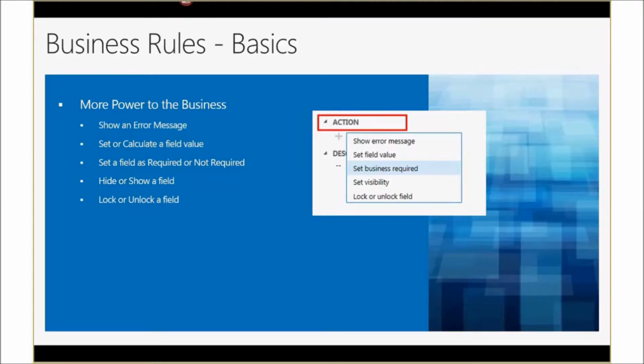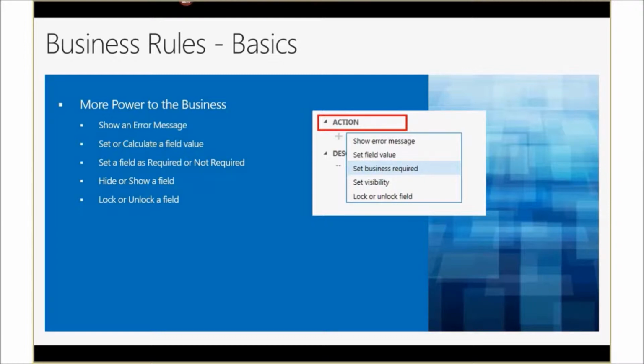The other thing is I can set or calculate a field value, set a field as required, not required, hide or show a field, lock or unlock. So I've got a little set of capabilities here that I can do with business rules. That's the limit of what I can do at this point. But it's really nice. I can calculate a field. If you've got a contract that says they can purchase 10 items, and you've got something running that said they've already purchased 3, you can have a thing that calculates the remaining.